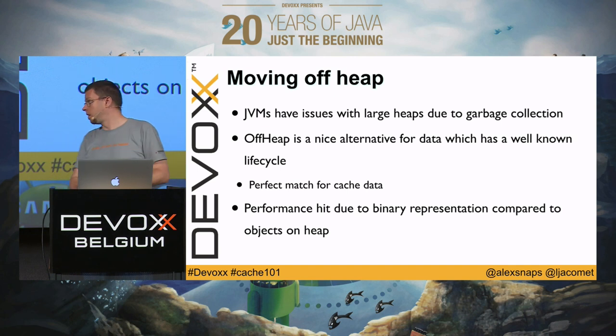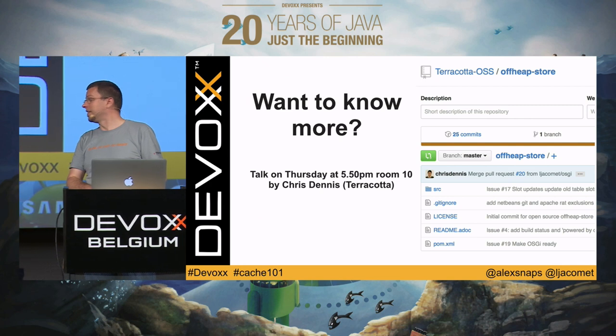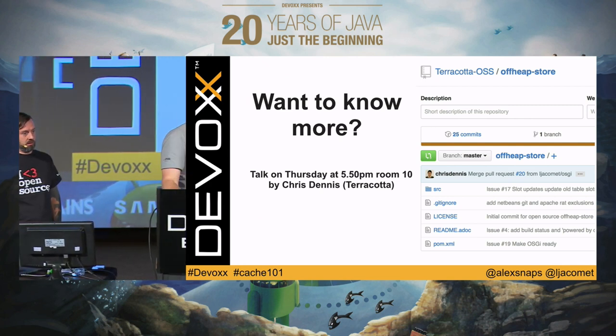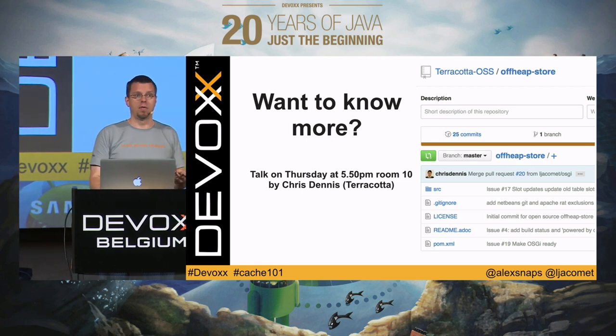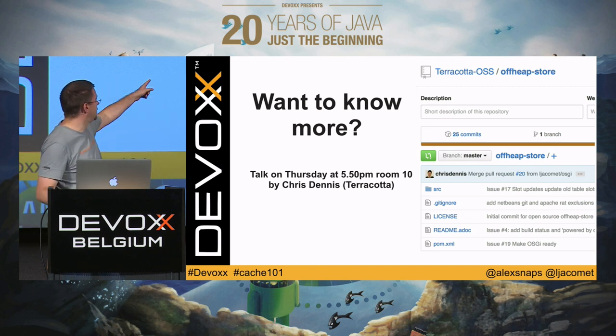Several terabytes, actually, if you've got a big enough machine. So if you want to know more, there is a talk on Thursday on the Terracotta off-heap implementation, in room 10, by Chris Dennis, who is merging pull requests on this thing. I managed to get his picture there.